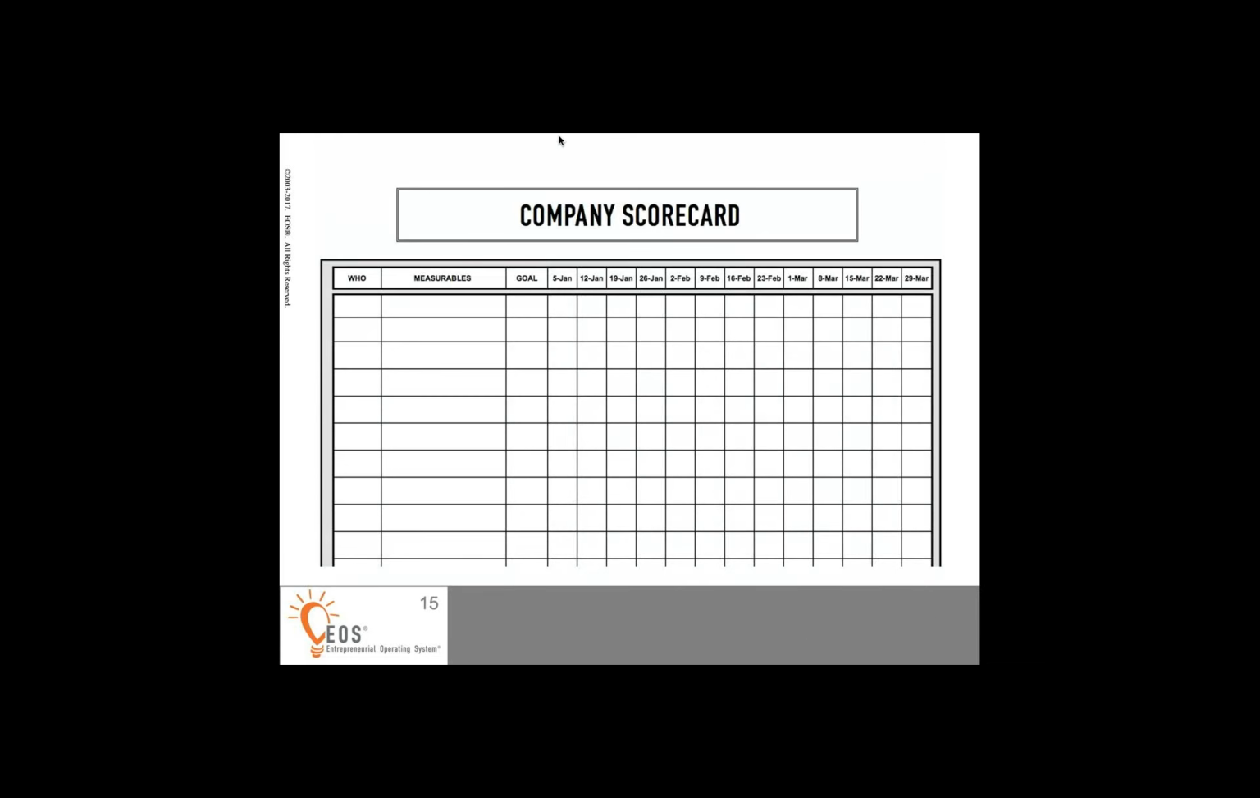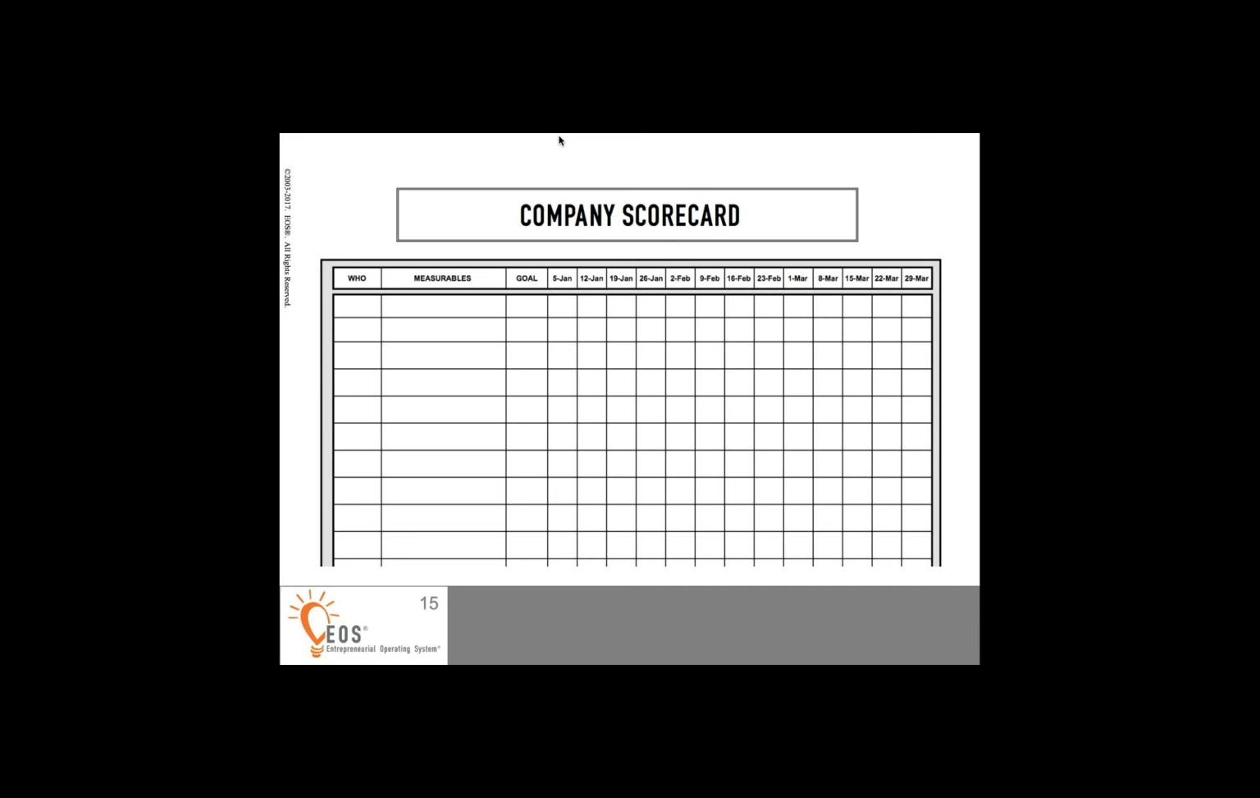So you build a scorecard that has all the 5 to 15 driving numbers, the most important things in your company, that when you look at this, you know that you're either on track or you're off track. So in this Level 10 meeting, we go through this scorecard. I'll briefly walk through each piece of it.